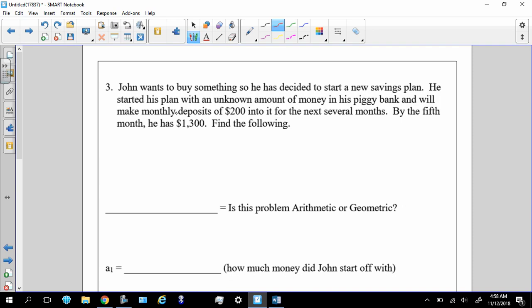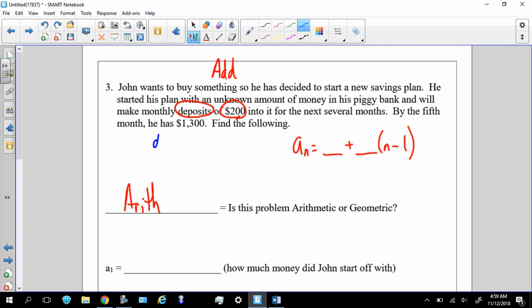All right, so John wants to buy something, so he has decided to start a new savings plan. He will start with a known amount of money, and he'll make monthly deposits of $200. Now, deposits means you are adding, so automatically this is going to be arithmetic. I'm going to write this off to the side: A of n equals something plus something times n minus 1. But let me keep collecting my information here. I'm adding $200, so that's what my common difference is.